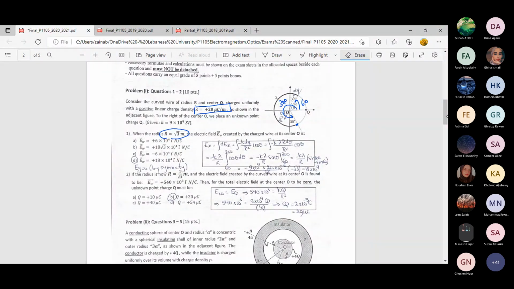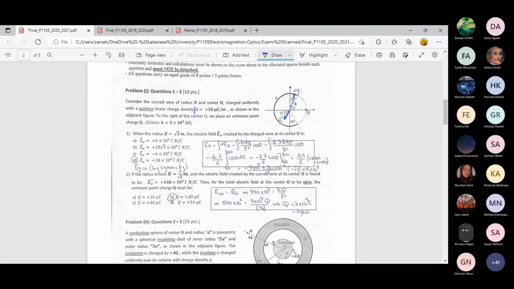So let's go back. I will erase this. I've explained this. We take a small portion, as we have already done before, and we draw dE. So what is dE? dE is the element of electric field created by dq at point O.